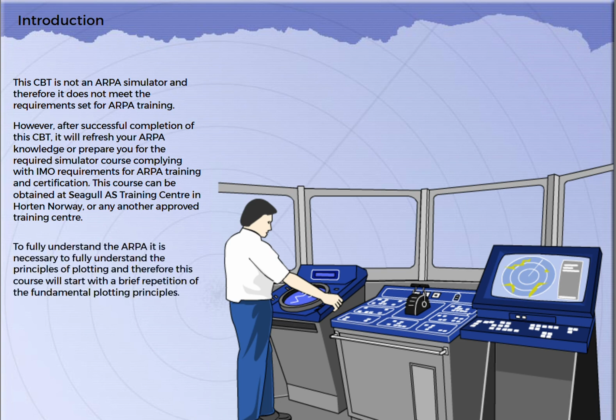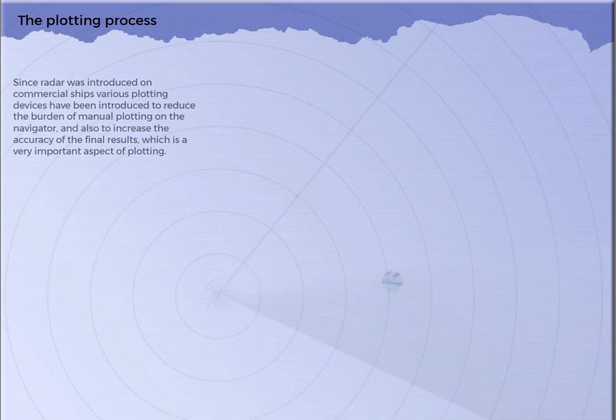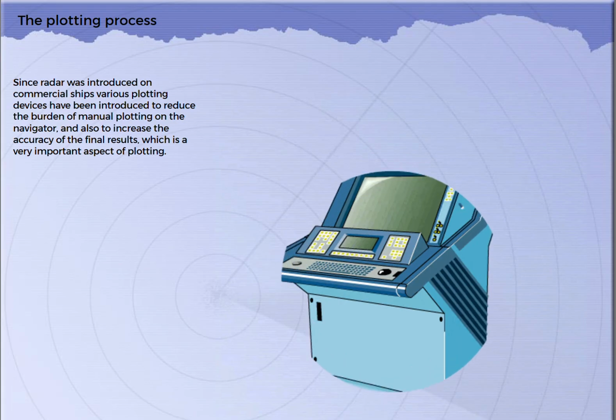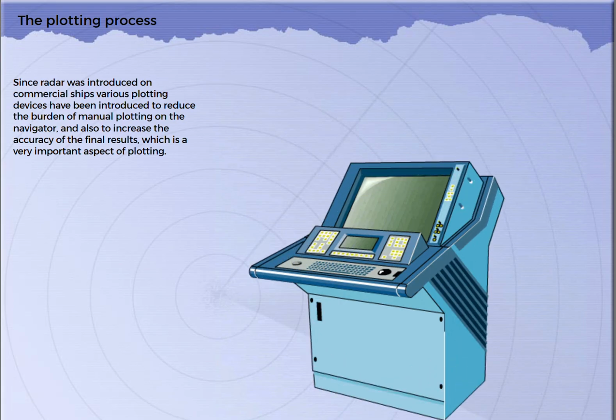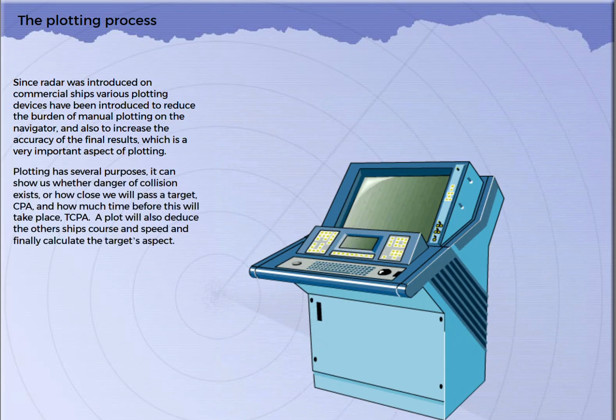To fully understand the ARPA, it is necessary to fully understand the principles of plotting, and therefore this course will start with a brief repetition of the fundamental plotting principles. Since radar was introduced on commercial ships, various plotting devices have been introduced to reduce the burden of manual plotting on the navigator, and also to increase the accuracy of the final results, which is a very important aspect of plotting. Plotting has several purposes.